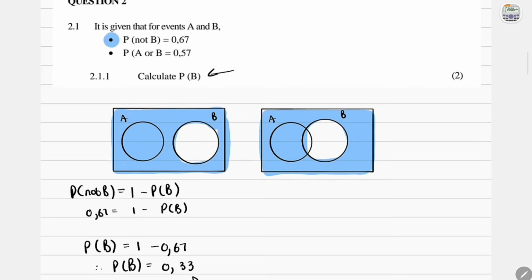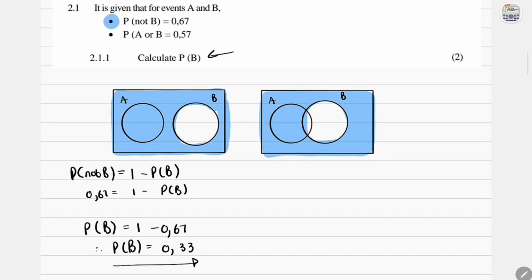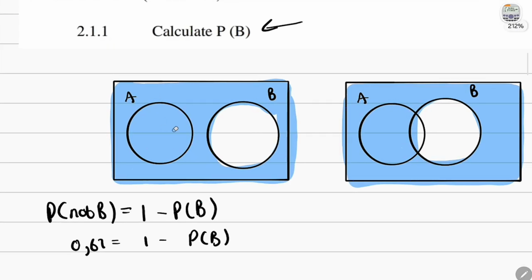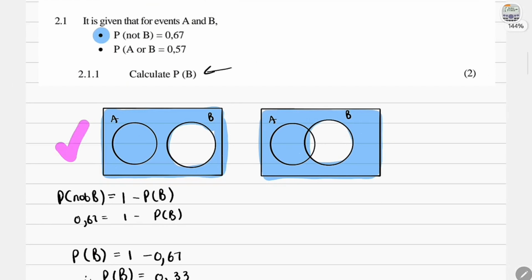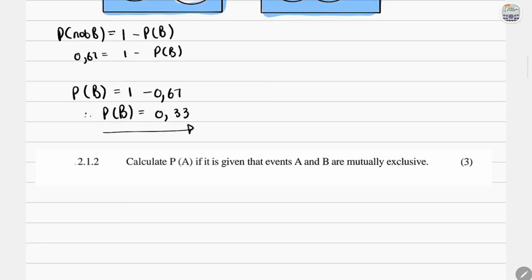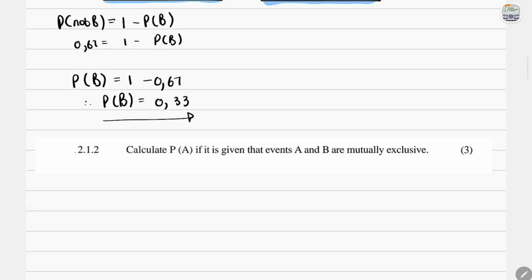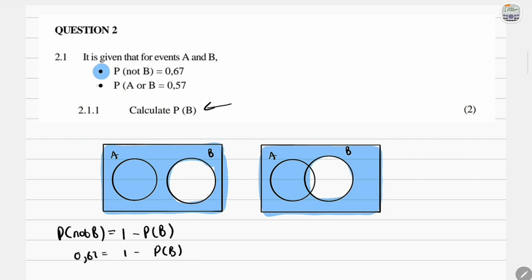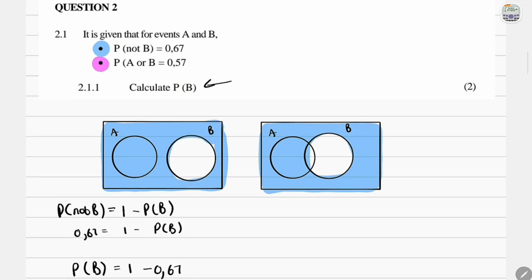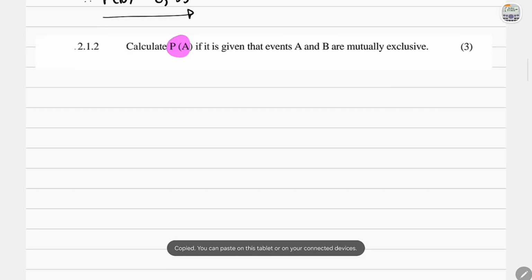Question 2.1.2 says, calculate the probability of A if it is given that events A and B are mutually exclusive. Okay, so now we can actually choose a diagram. Okay, they're mutually exclusive. You can see it as they have mutually decided to exclude each other. So that is what it looks like. And now how do we use that to find the probability of A? Okay, we can use the second piece of information because there's a calculation for the probability of A or B since they gave us that.